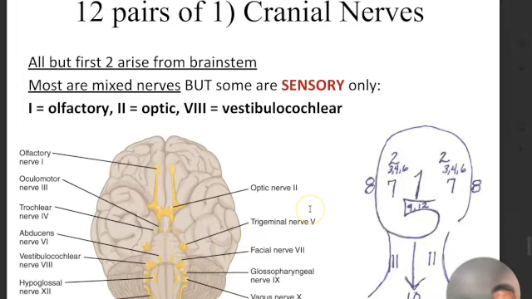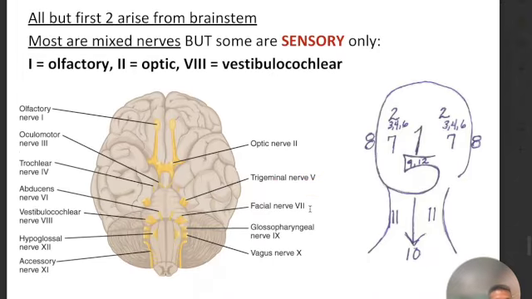So you have 12 pairs of cranial nerves. We need to remember them, and we need to identify them in the lab. All but 2 arise from the brainstem. Most are mixed nerves, but some are sensory only. So let's go through them. There are 12 nerves. They're all written in Roman numerals. Olfactory would be for your smell. Number 1.